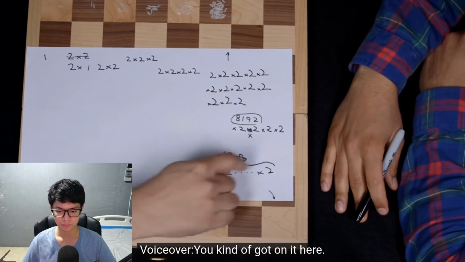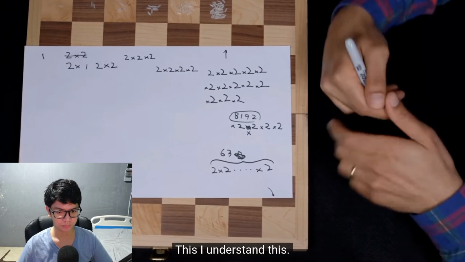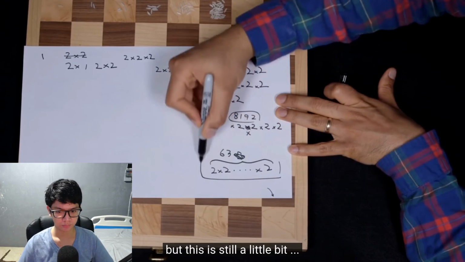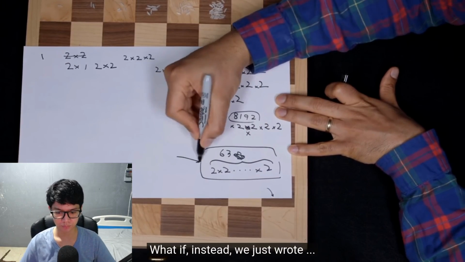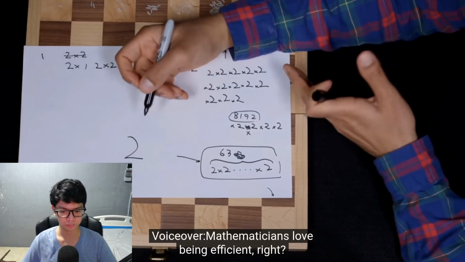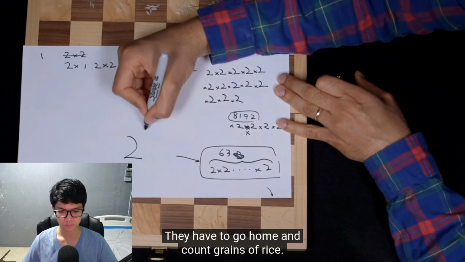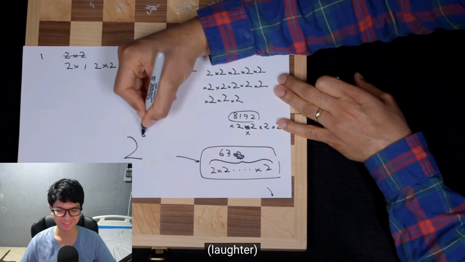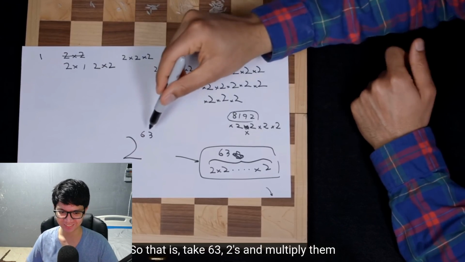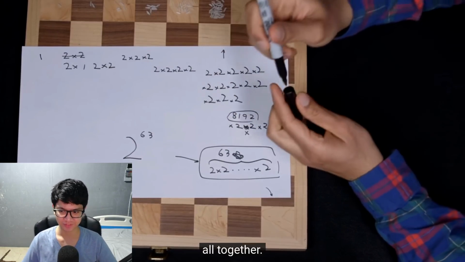You kind of got on it here. I like this, and the 63. You can understand this, but it's still a little bit too much. What if instead we just wrote it more efficiently? Mathematicians love being efficient, right? They're lazy. They have things to do. They have to go home and count grains of rice. So that is take 63 2's and multiply them all together.